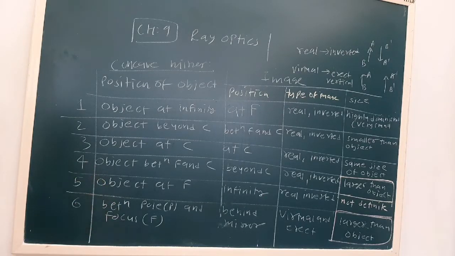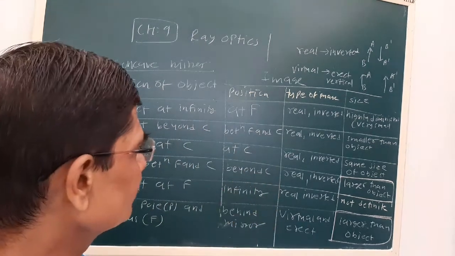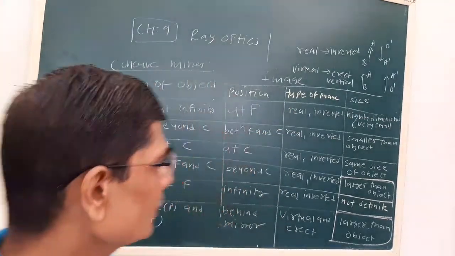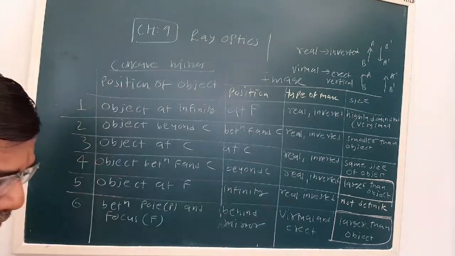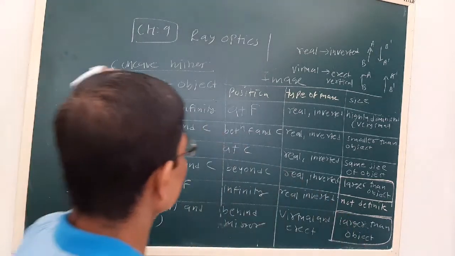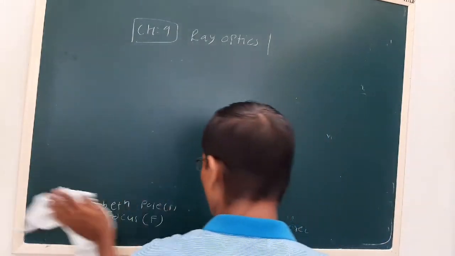So this is about the concave mirror, 6 different positions. Okay, and how the images form, where it is either real and inverted or virtual and erect. So this is for the concave mirror. Now see, for the convex mirror, okay, there are only 2 different positions. Okay, that also we should discuss. So it will be helpful to you.